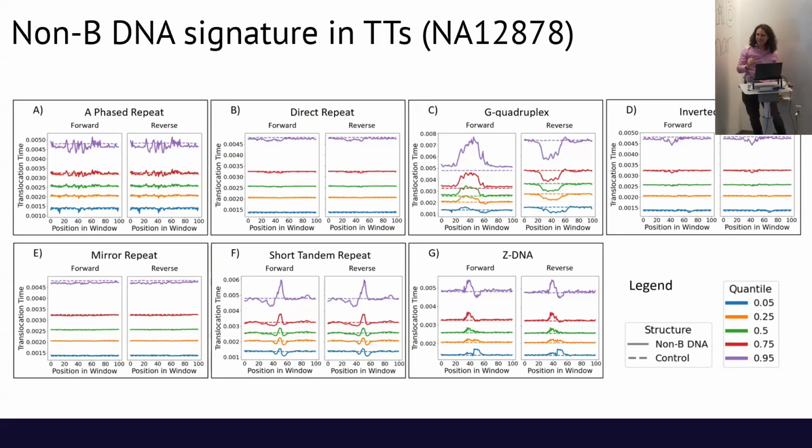And it's also kind of cool that, remember, the non-B is centered in the window. The signal is upstream of where the motif is. So there's a lag between the signal and where the non-B motif actually is, because there are bases in the pore and the motif is here. So you have bases in the pore. Anyway.